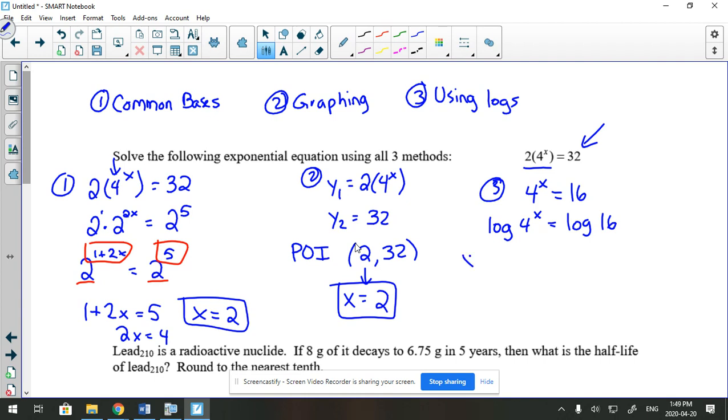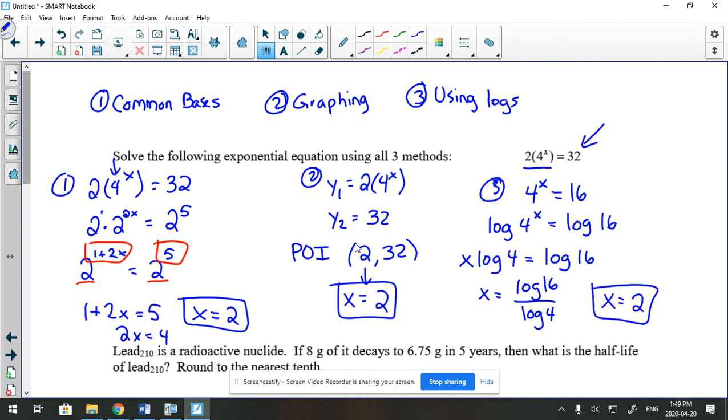Now my x can pop in the front based on my logarithm rules. And then I can divide both sides by log 4 to get my x by itself. And then all you have to do is go in your calculator and type in log 16 divided by log 4, and you'll see x equals 2. So now you have 3 different methods you can use for solving exponential equations.